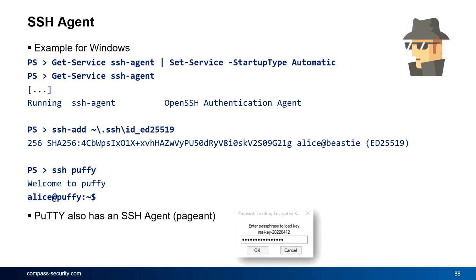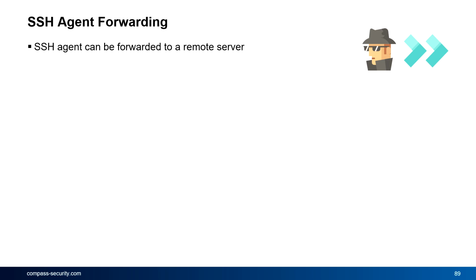And also, if you use PuTTY, there's also a method you can use, the SSH agent. Now, there's also this technique called SSH agent forwarding. This means that this SSH agent that holds your private keys can also be forwarded to a remote server, and this makes your loaded keys available on the remote server.